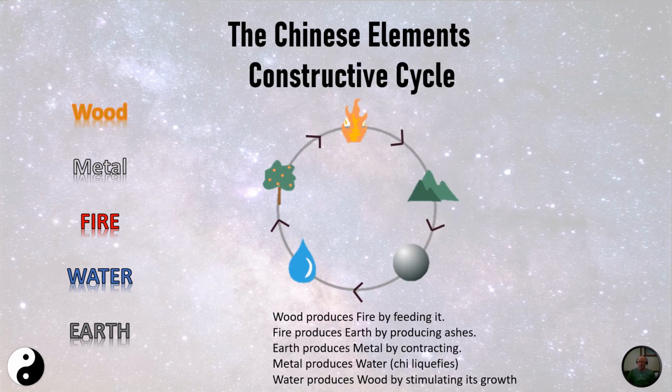Now the Chinese elements, I should not just ignore them. So you've got the 5 elements, but they're a little bit different. They actually have wood, metal, fire, water, and earth. So they have the wood and the metal rather than the air and the ether. So in this case here, you've got the constructive cycle. So wood produces fire by feeding it naturally. Fire produces earth by producing ashes. Earth produces metal by contracting. Metal produces water. It liquefies. And water produces wood by stimulating its growth. So that's a constructive cycle.